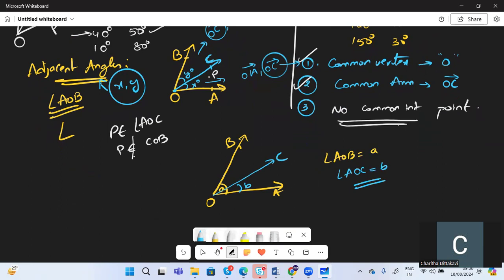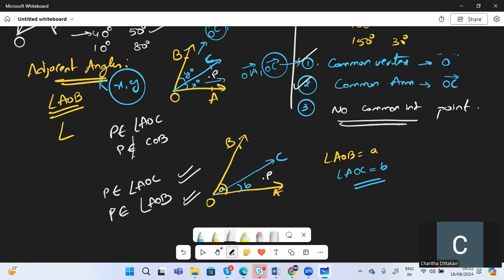Now I am just marking a point P. Can I say P belongs to angle AOC? P is an interior point to angle AOC, right? Can I say P belongs to angle AOB also? Yes, it is. So P belongs to both the angles. Hence, I cannot say that A and B are interior in this case. It is like B is one room which is in A's house.